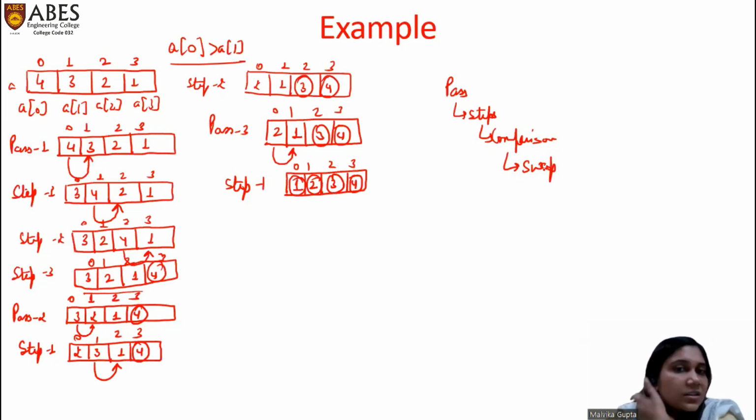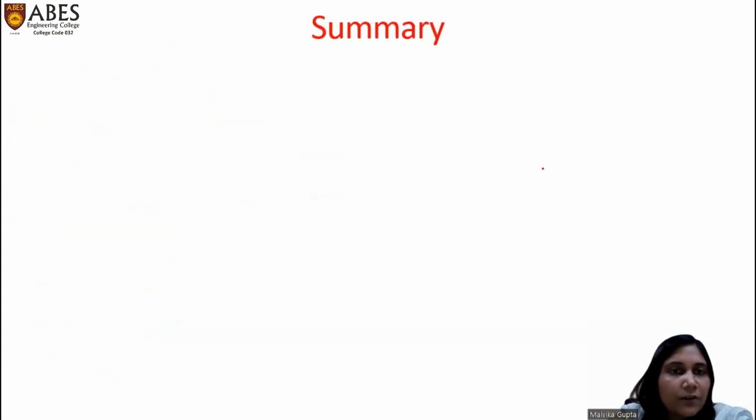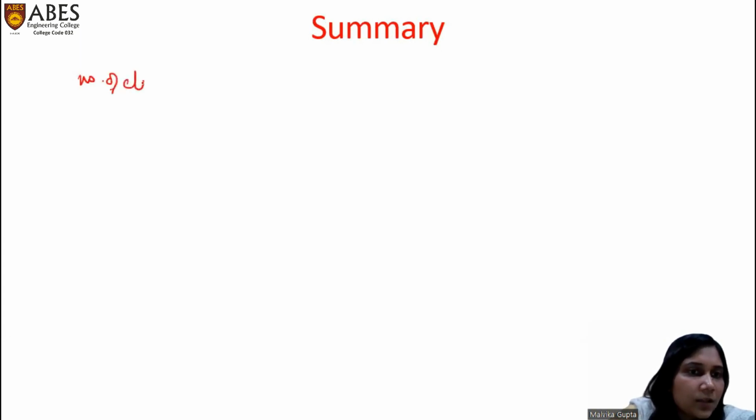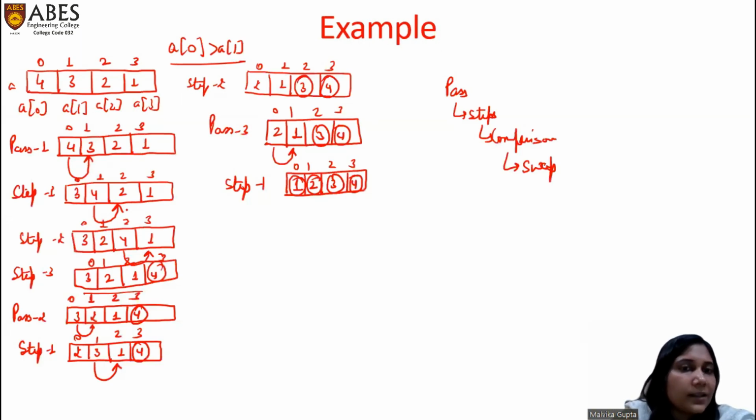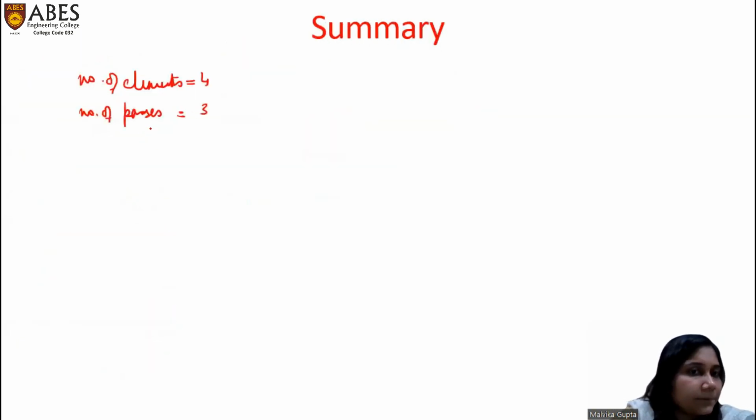So how to summarize this one? So I'm going to summarize this. Now I hope you have understood this example. Now let's see the summary of this one. My number of elements with this example, if I see, it is 4. If I need to ask you how many passes there are, then you can see we have 3 passes. So we can write over here.